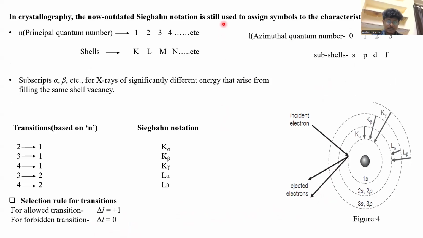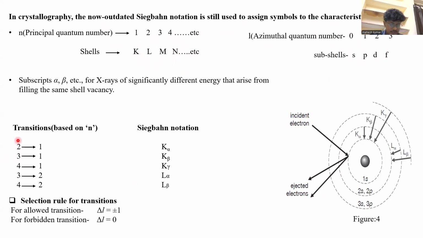In crystallography, the now outdated Siegbahn notation is still used to assign the symbol of characteristic X-rays. Here, n is the principal quantum number, and K, L, M represent the shell number. K corresponds to the first shell, L to the second shell, M to the third shell, and N to the fourth shell. And the azimuthal quantum number represents the subshell.